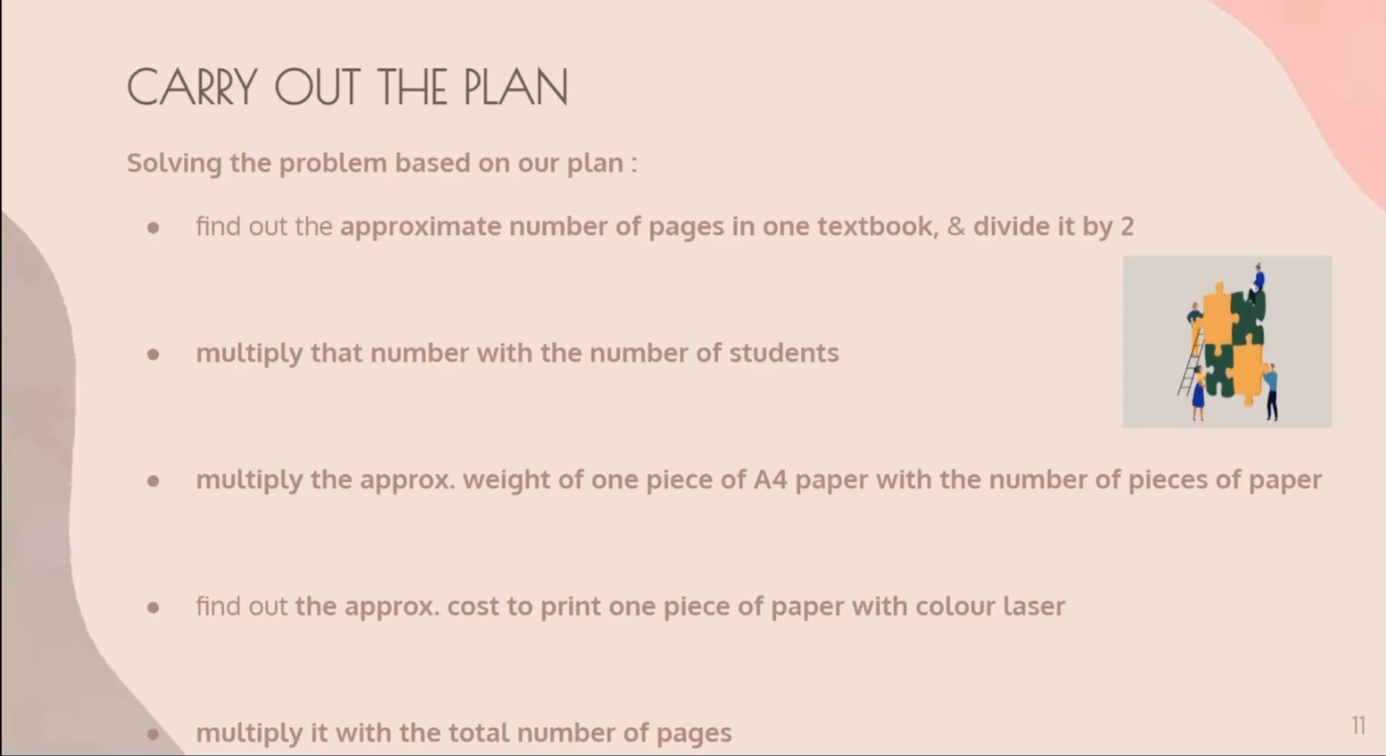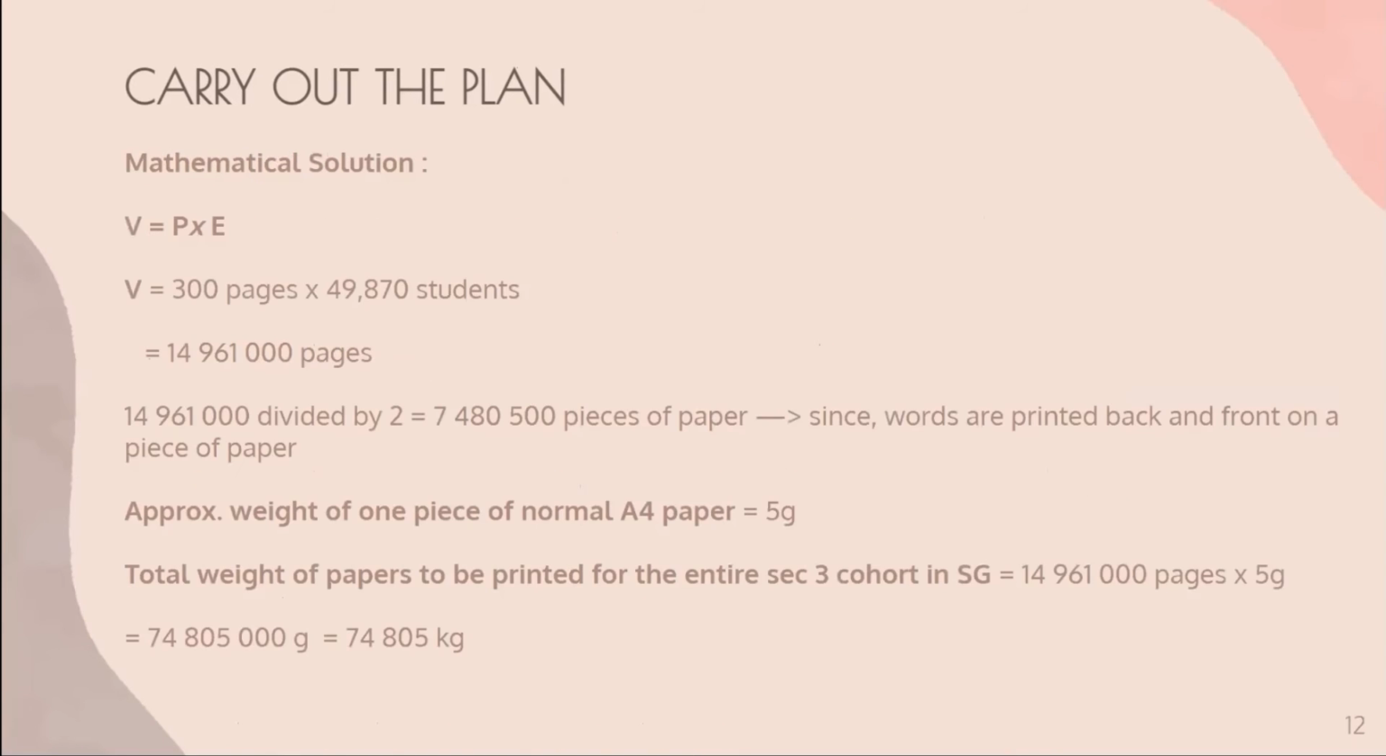Next, we could use the cost of printing one piece of paper to find the cost of printing for everyone by multiplying the cost to the total number of students. These are the calculations found for the total weight of the papers that are needed to be printed for the entire Sec 3 cohort.